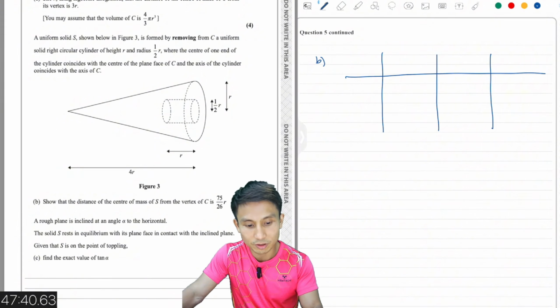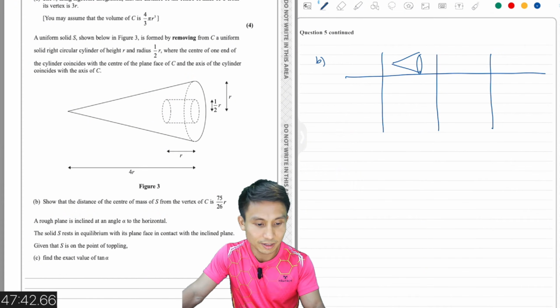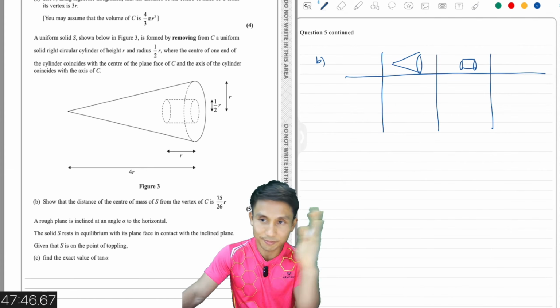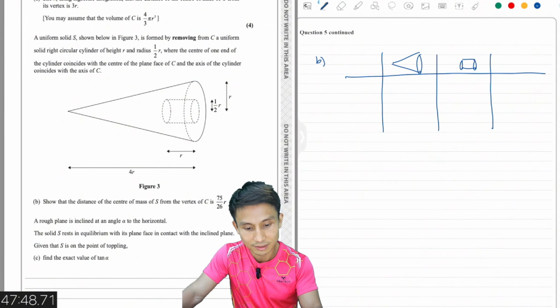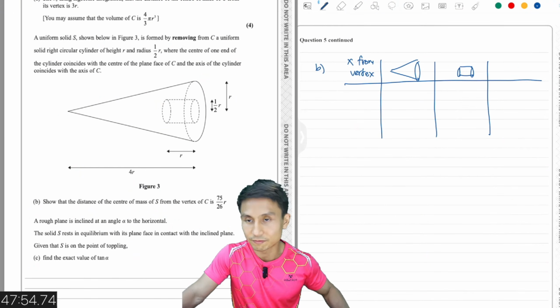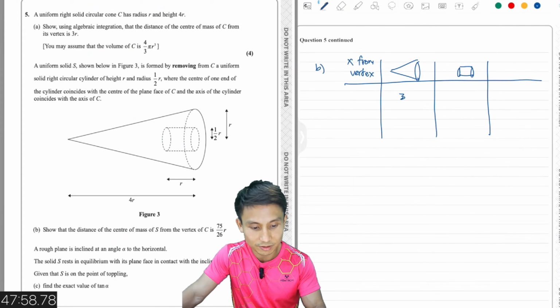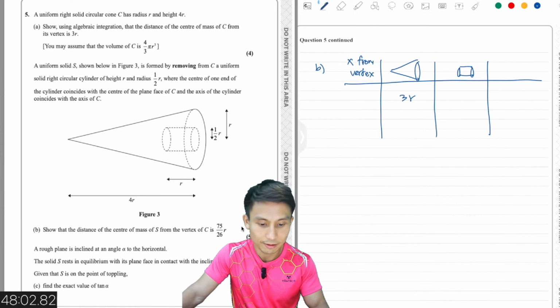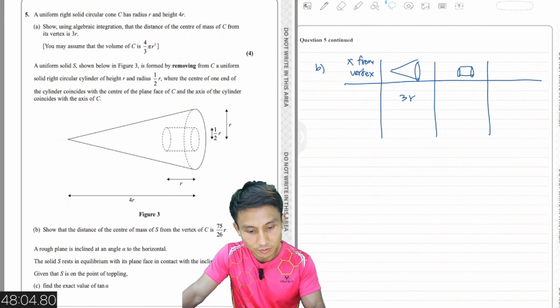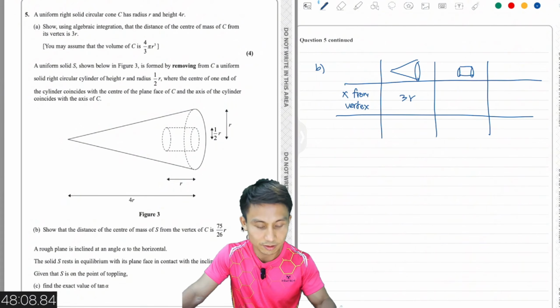Okay, so here I'm going to write the cone, yeah, and the cylinder, right? So we're going to go from the vertex. Distance from vertex, yeah? So the distance from the vertex of the cone is, again, 3r. We have proven that, right? 3r. Yeah? Wait. That should be on the row here. Yeah, x from vertex. Okay.